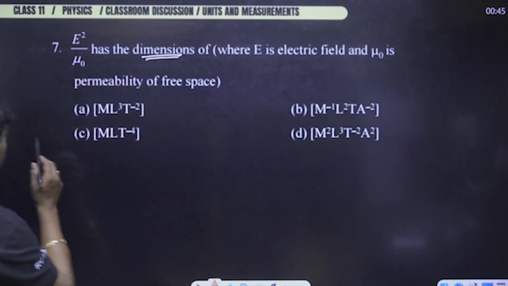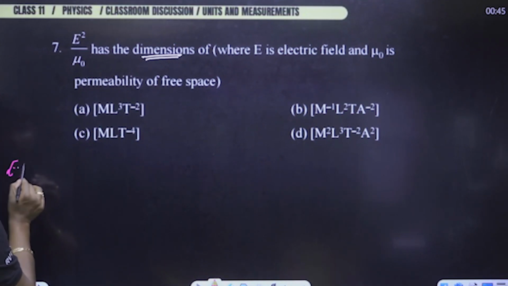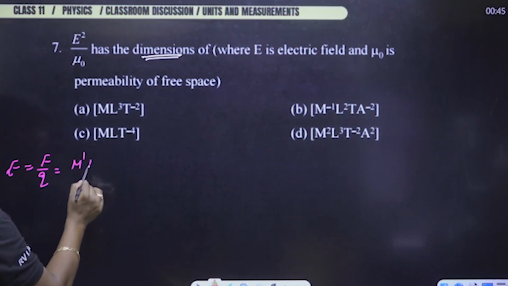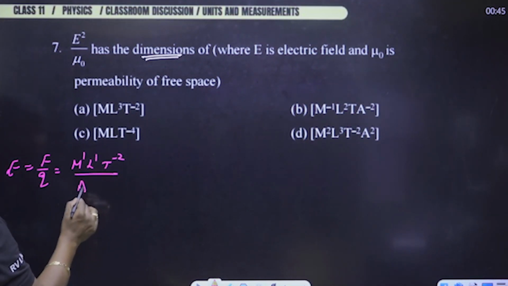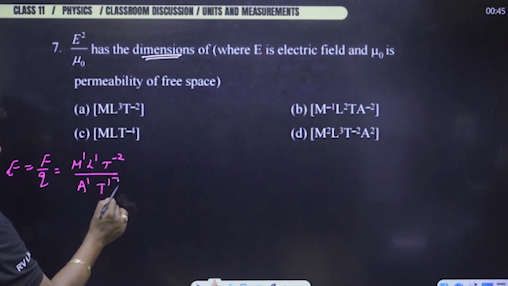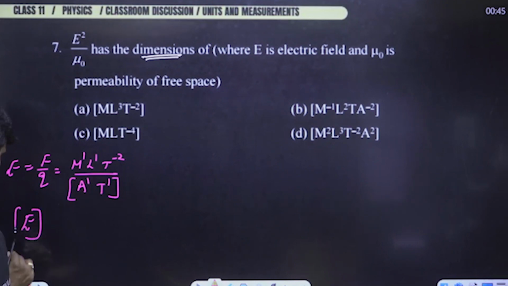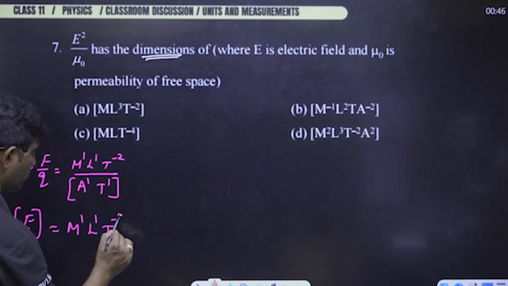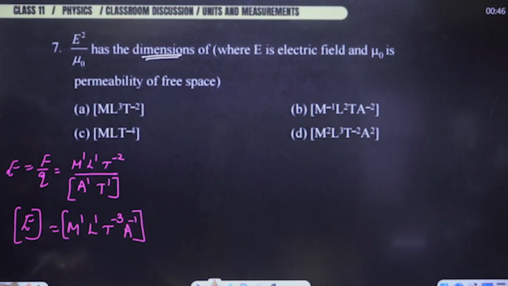So before going to see that, let us have an idea. What is this electric field? Electric field is nothing but force by charge. Force is nothing but M power 1, L power 1, T power minus 2. Charge is nothing but ampere power minus 1 and T power 1. So the dimensions of the electric field intensity become M power 1, L power 1, T power minus 3, A to the power of minus 1.